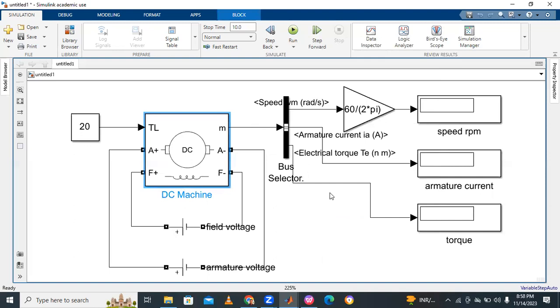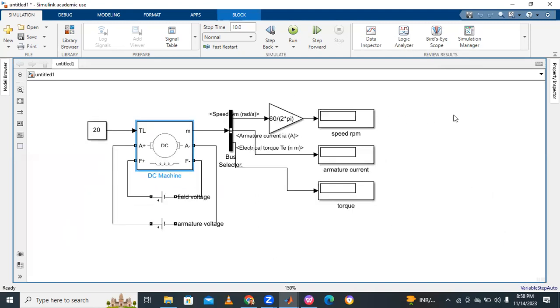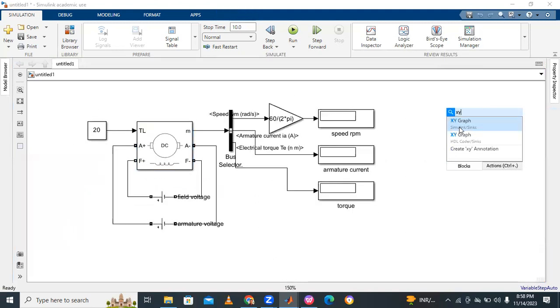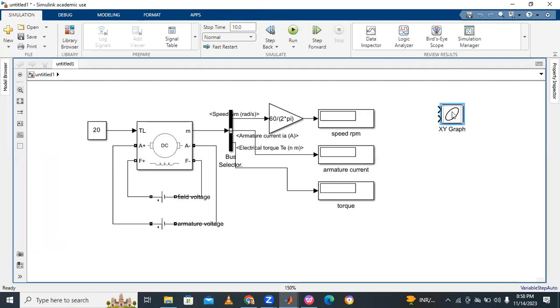After this, next, to display torque versus speed characteristics, an XY graph is required. X-axis is current, Y-axis is torque. That's why the XY graph is required. So right here, take the XY graph for Simulink.